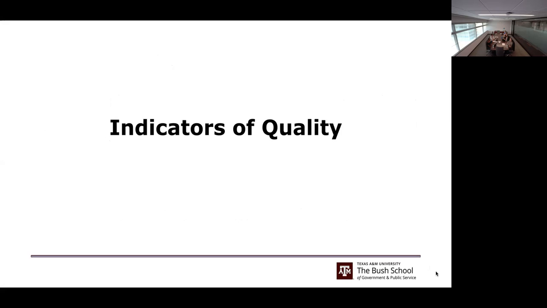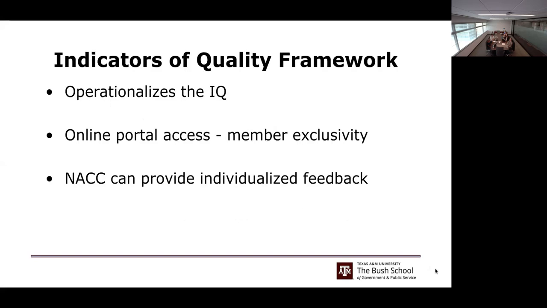And next, we are going to move into our indicators of quality framework. This is something that we are really excited about. It is a separate deliverable and a bit of a separate process as well from what we just talked about. So the indicators of quality framework operationalizes the indicators of quality. And when I say that, I mean that it makes it more measurable. And so we added metrics that will allow member programs to rate themselves and to self-assess where they're at on different indicators.